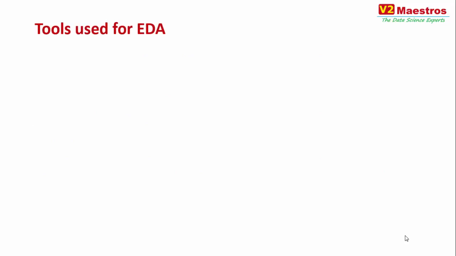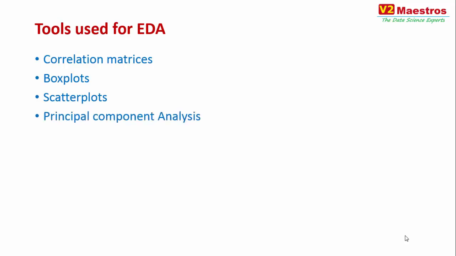The tools used for EDA are the tools we have already looked at, or will be looking at as a part of our class. Correlation matrices are one of the most primary tools for EDA. We will be using them in all our use cases to understand how the data looks. Box plots tell you the variations in the data that is coming in. Scatter plots let you analyze the relationship between two variables.